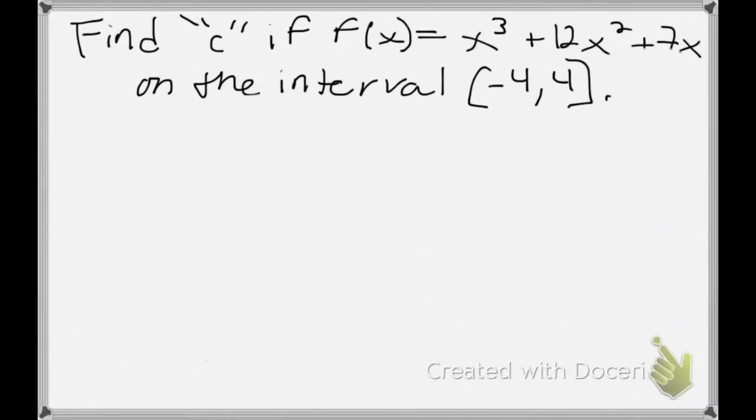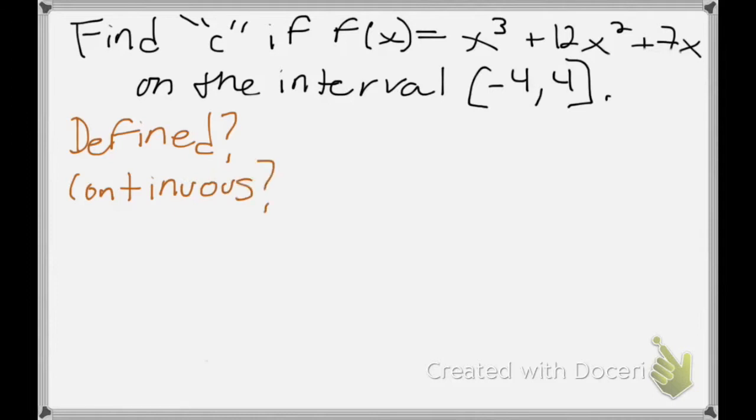This problem asks us to find C if f of x is equal to x cubed plus 12x squared plus 7x on the interval from -4 to 4. First thing we have to do is to check if all the conditions for the mean value theorem are met. Is the equation defined? Is it continuous on that interval? And is it differentiable?